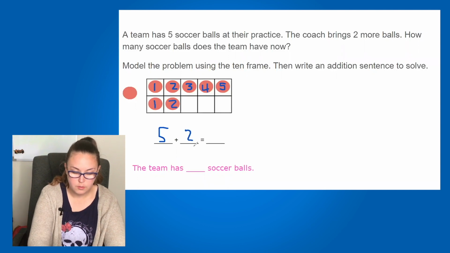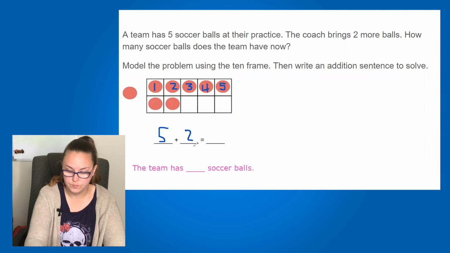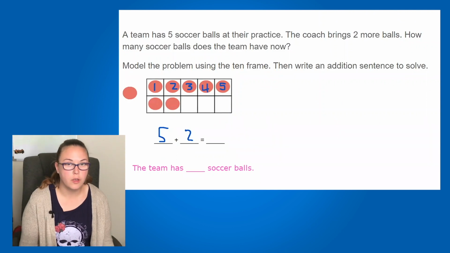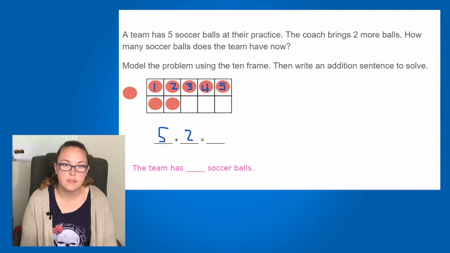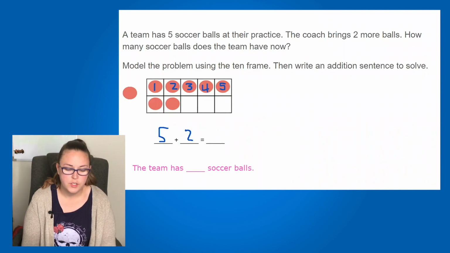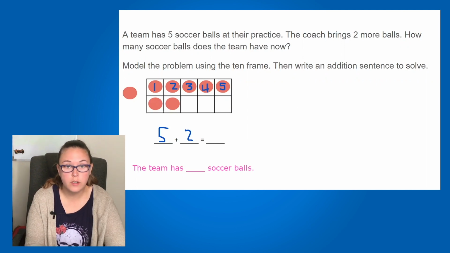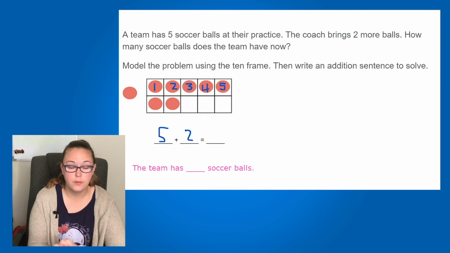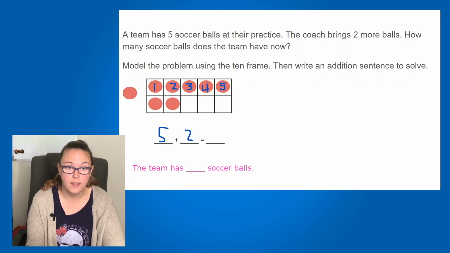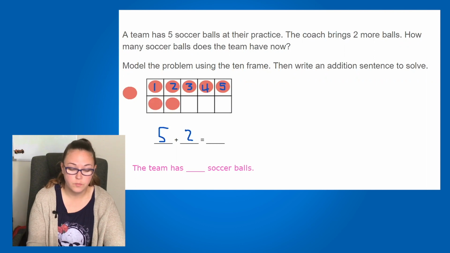Now I'm going to do some erasing. And I want you to think back to a strategy you know that can help you get to the answer. Do you remember how to count on a number? So we're going to start at 5 because we know that 5 counters fit in the first row of the table. And now we're going to count on 2 in order to get our answer.